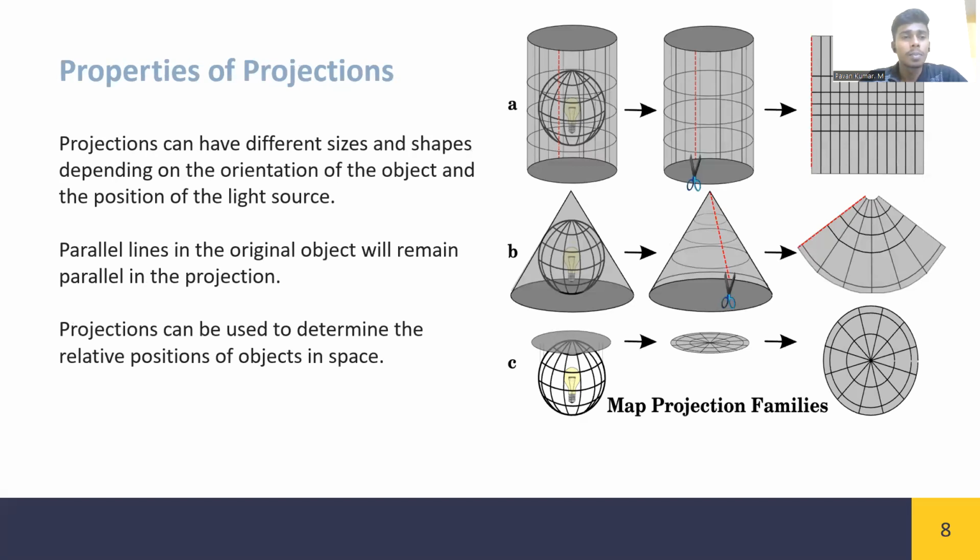Properties of projections. Projections can have different sizes and shapes depending on the orientation of the object and the position of the light source. Parallel lines in the original object will remain parallel in the projections. Projections can be used to determine the relative positions of objects in space.